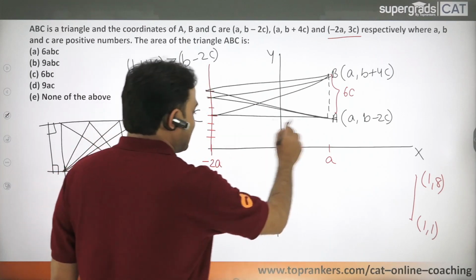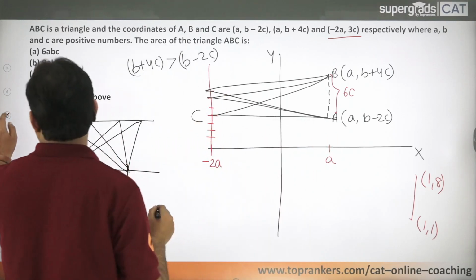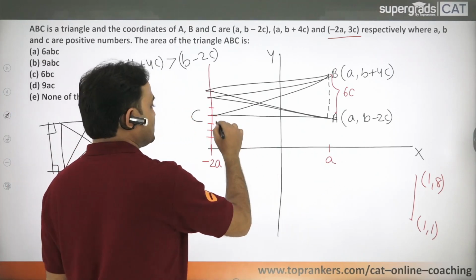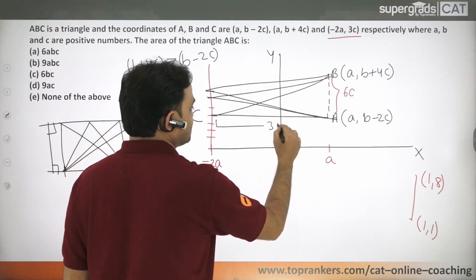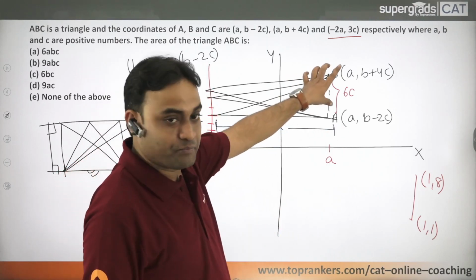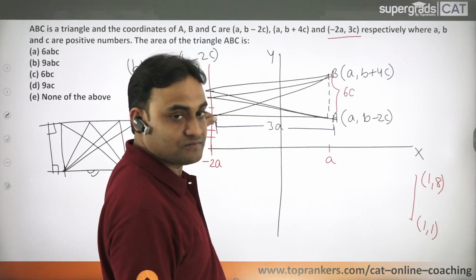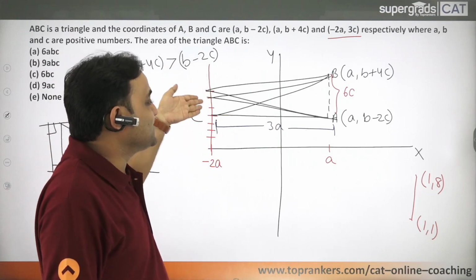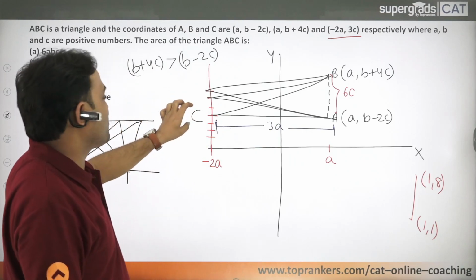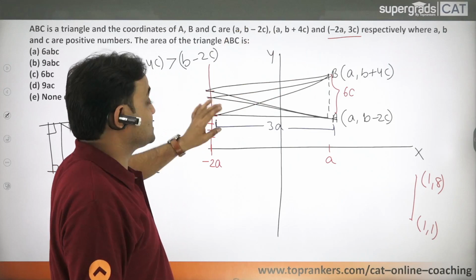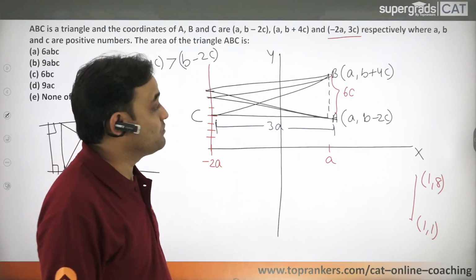Can we find this length? Of course, we can find this length. This length will be a minus minus 2a. So this length is nothing but 3a. So what do we have? We got the base, we got the height. We don't need to find where is 3c, the C point, the y coordinate 3c, we don't need to find where that will be.